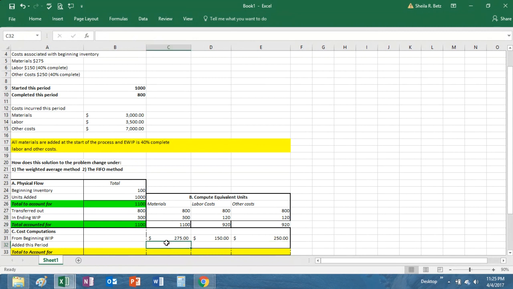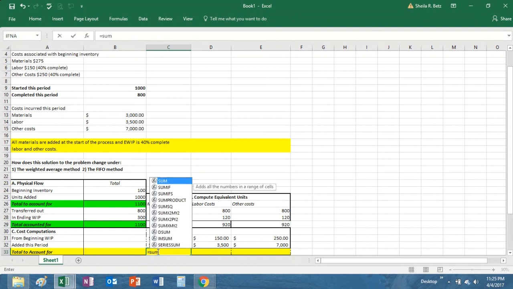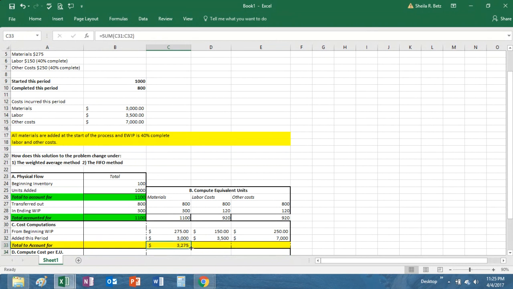And the new cost that occurred this month was $3,000 of materials. So this $3,000 was not only to finish the beginning inventory, but to also start those 1,000 units. $3,500 of labor and $7,000 of overhead costs. So altogether, I have $3,270 in material, $3,650 of labor, and $7,250.